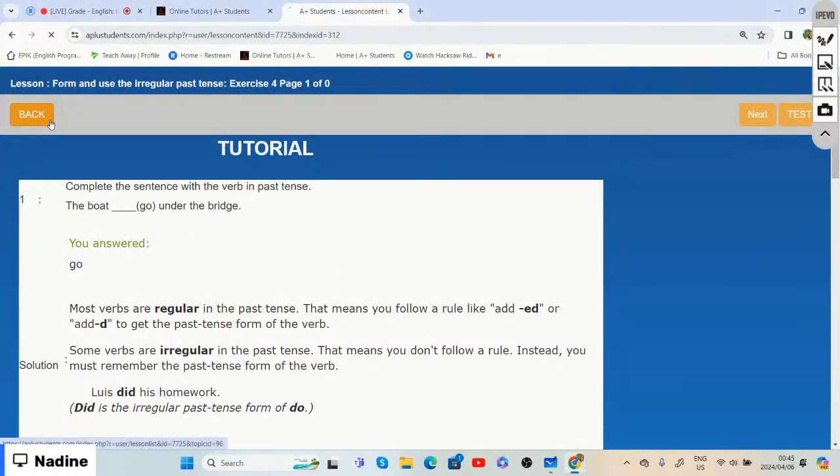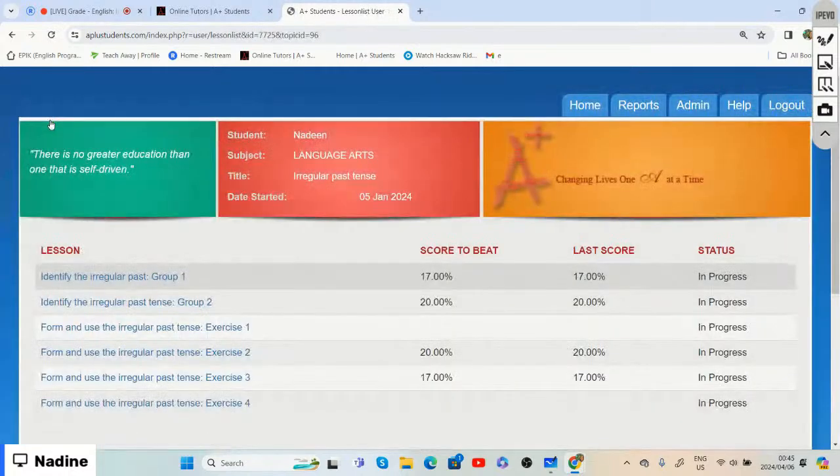Remember we said with irregular past tense, you're going to have to remember the forms. There's no rule that's going to tell you that you must only add an ed or add a d or add an s or add an es. The wording changes, right? With the irregular past tense, you're just going to have to remember the form, and remember which one goes with what, right?